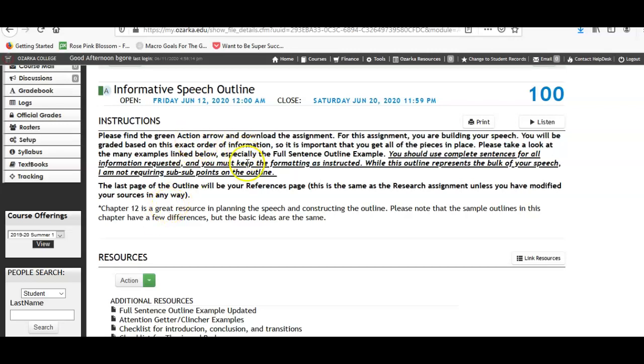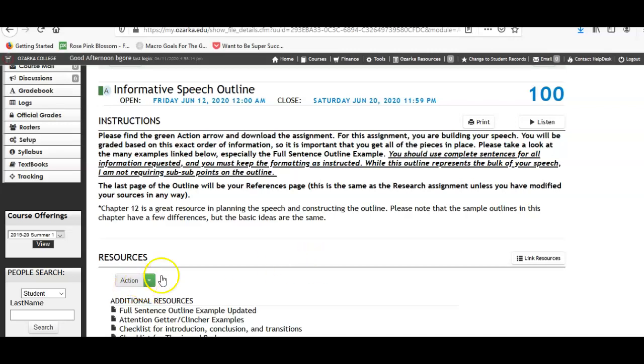And pay attention to the specific instructions. You're going to use complete sentences for all the information that's requested. You should keep your formatting exactly as it is instructed. And again, if you do not have sub points showing in your outline, that is perfectly fine, but they can and probably should show up in your speech. Your speech is 4 to 6 minutes long, so it's unlikely that you're going to have every little piece of information in the outline, but you're going to have the bulk of it.